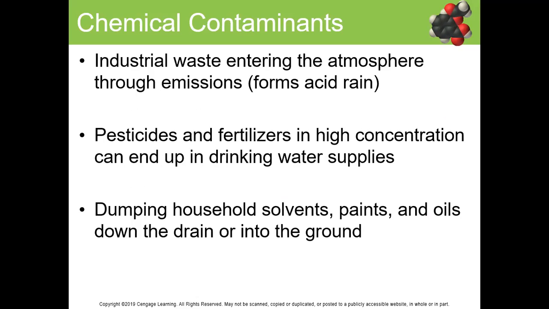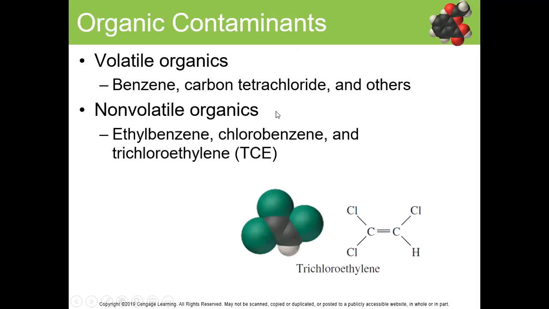There are also chemical contaminants like industrial waste entering the atmosphere. We actually, in our previous lectures, talked about emissions coming from factories, right? So they're emitting these chemicals into the gas phase, and then they're coming into the clouds and making acid rain. So chemical contaminants can get in from industrial waste in the atmosphere. Pesticides and fertilizers can end up in your drinking water just from runoff and all that kind of stuff. And then if you just go dump your paint and your oil down the drain or straight into the ground, that can cause chemical contamination as well.